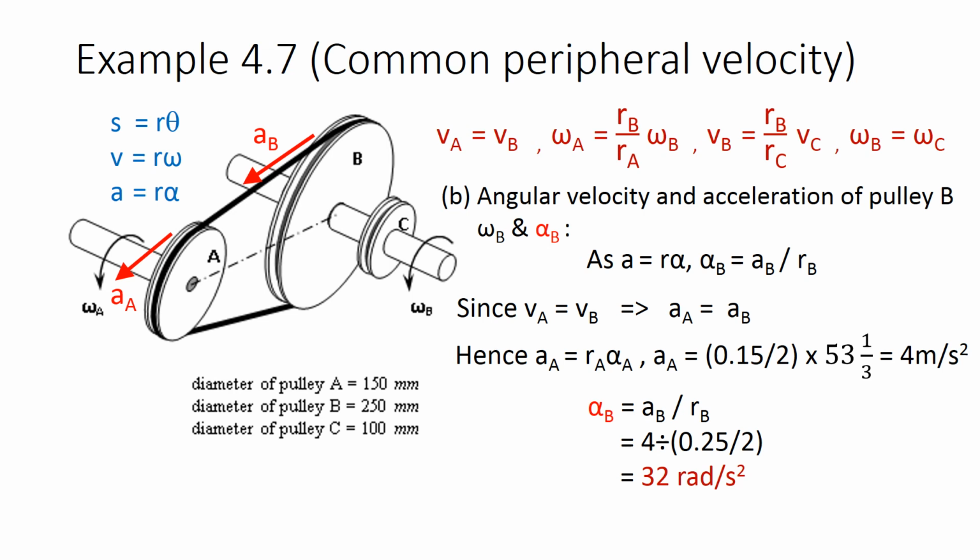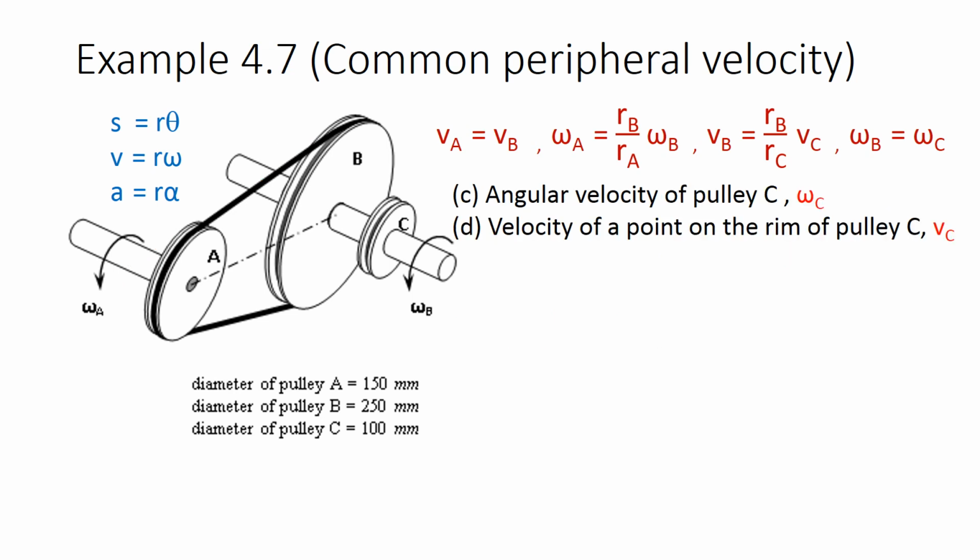Now for part C, we are asked to find the angular velocity of pulley C, which is omega C. Now again, pulley B and C are connected by the same shaft. So that implies that omega B and C share the same angular velocity. And since we have found omega B in part B, we can conclude that omega C is equal to 96 radians per second.